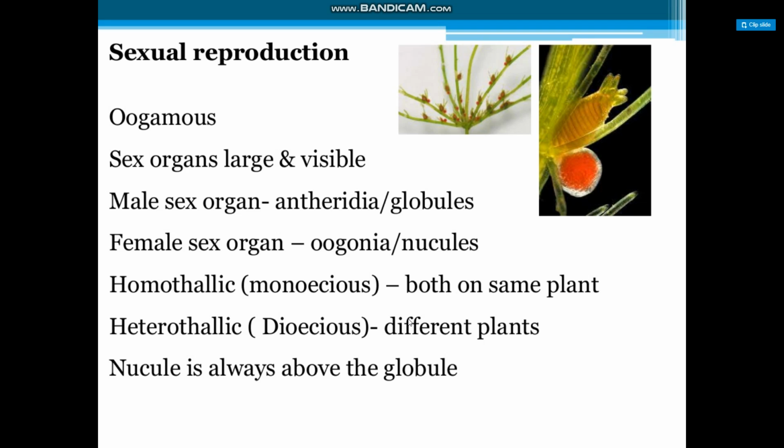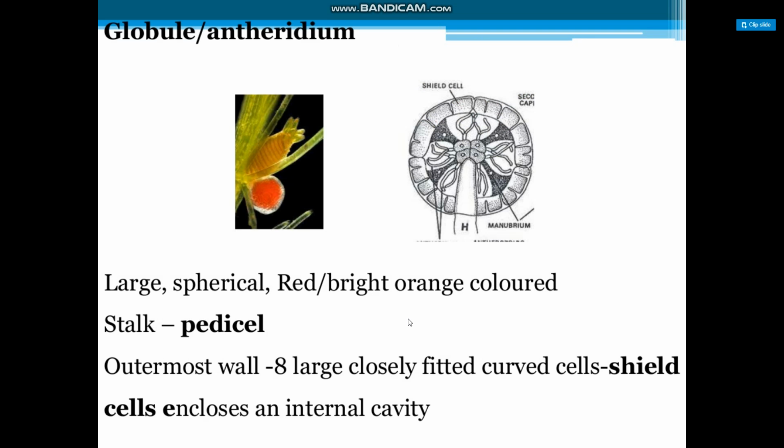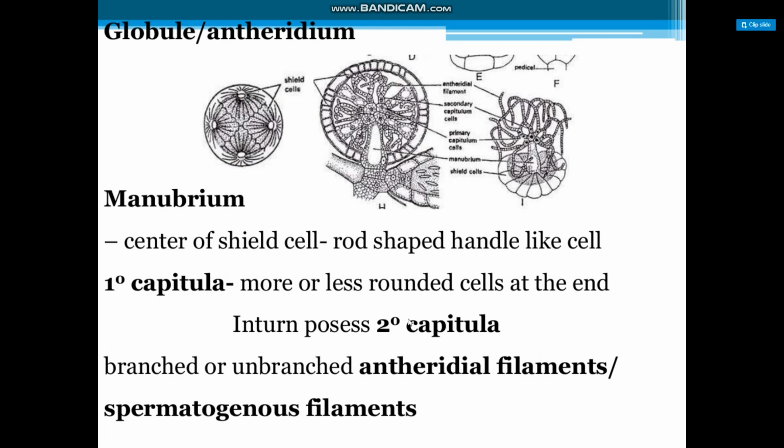The nucule is always above the globule. The globule is large, spherical, red or bright orange colored, with a stalk or pedicel. The outermost wall consists of eight large, closely fitted, curved cells, the shield cells, which enclose an internal cavity. In the globule there is a manubrium: at the center of a shield cell, a rod-shaped, handle-like cell.